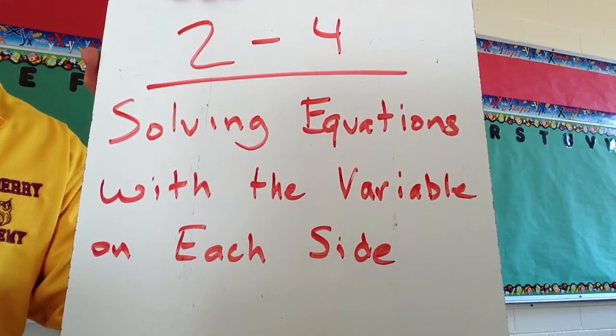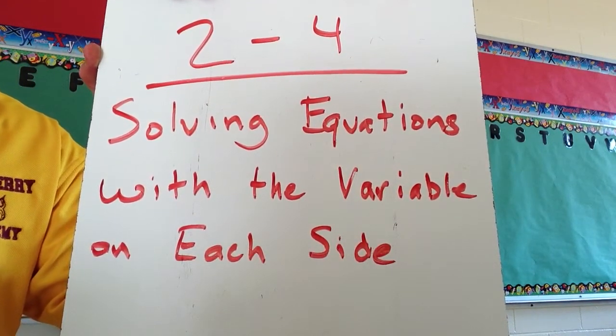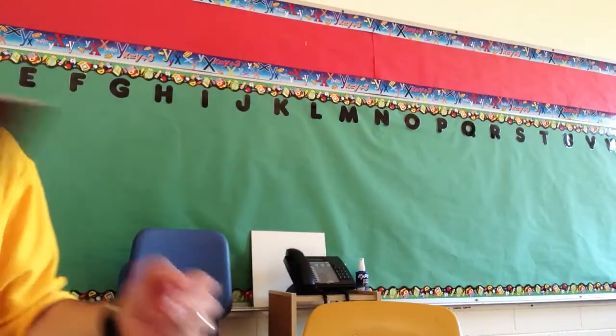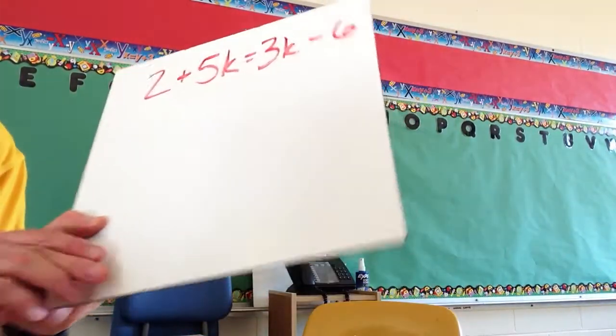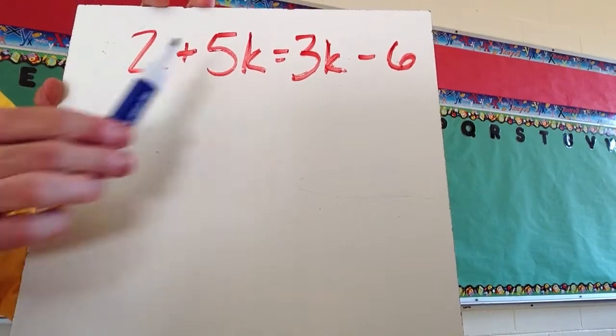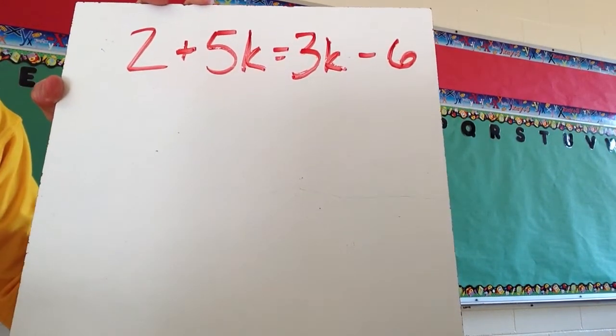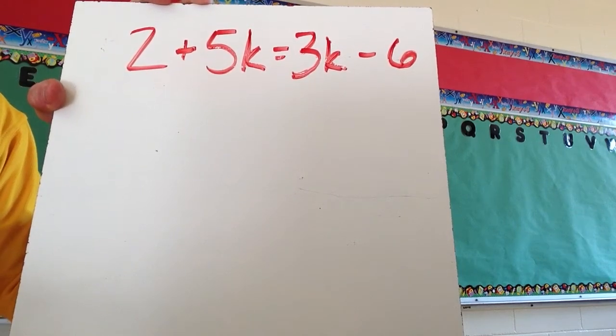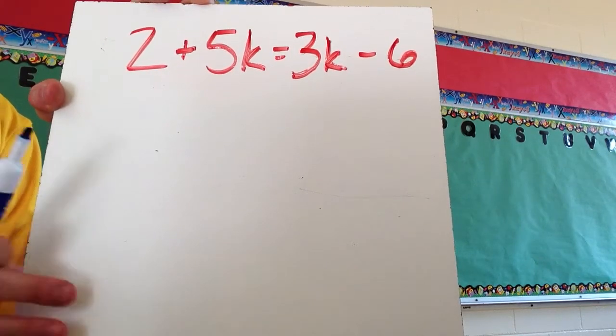Today's video is going to be on Chapter 2.4, solving equations with the variable on each side. So today what we're going to focus on is what happens when you have not only two variables, but one on each side of the equal sign. Keep in mind that variables or letters serve as numbers, so whatever you do to one side, you would need to do to the other.